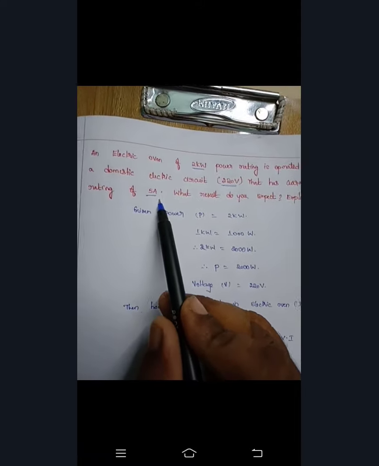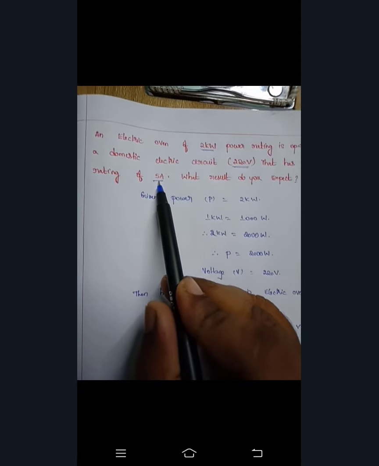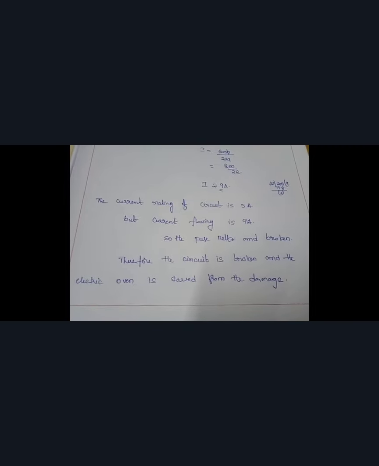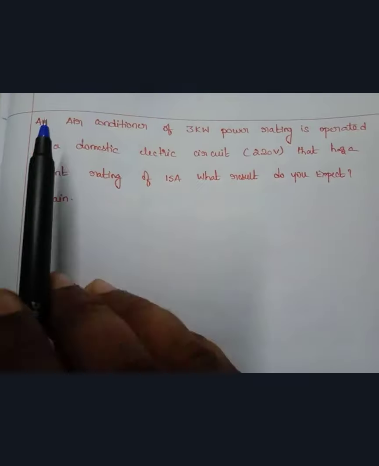But in the problem, the given current rating of the circuit is 5 amps, but we have 9 amps. What is the final result? The current rating of the circuit is 5 amps, but the current flowing is 9 amps. So the fuse melts and breaks, therefore the circuit is broken and the electric oven is saved from damage.